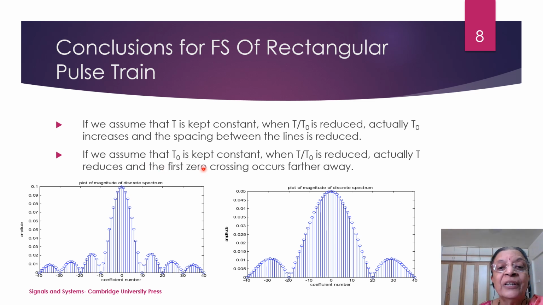If we assume that T0 is kept constant, that is the period is kept constant, and t upon T0 is reduced, t upon T0 now becomes 0.05, then capital T increases, that is the pulse width proportionately increases, and the first zero crossing occurs farther away. Right, this particular case is seen over here.